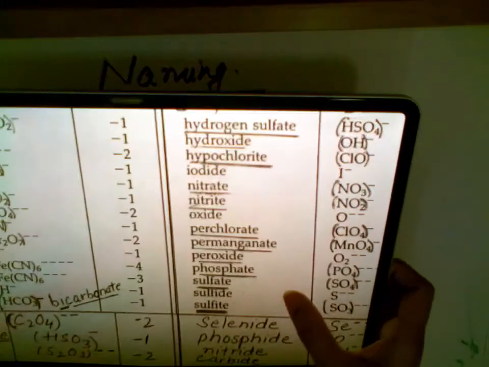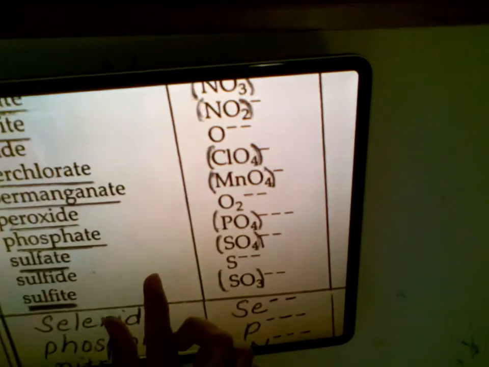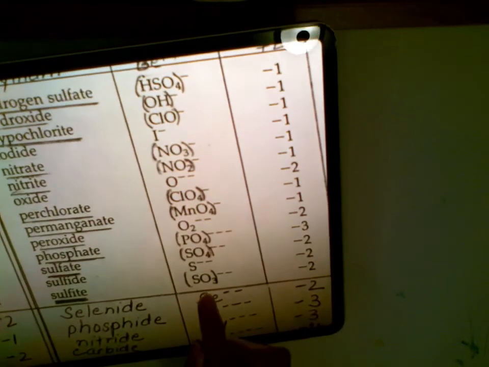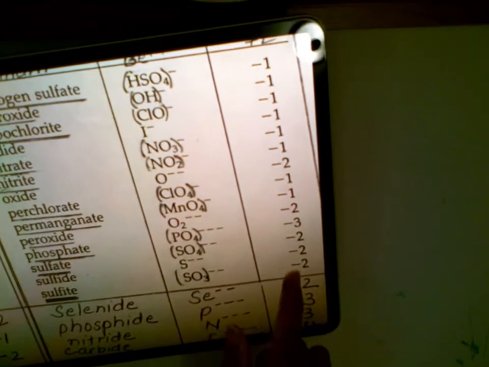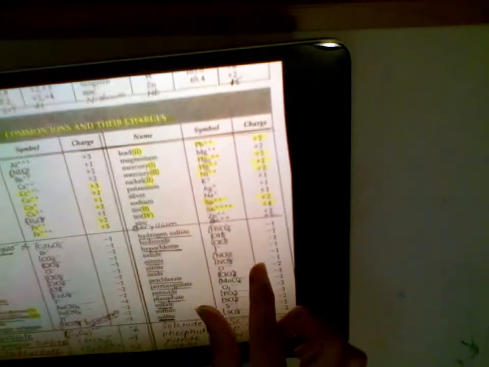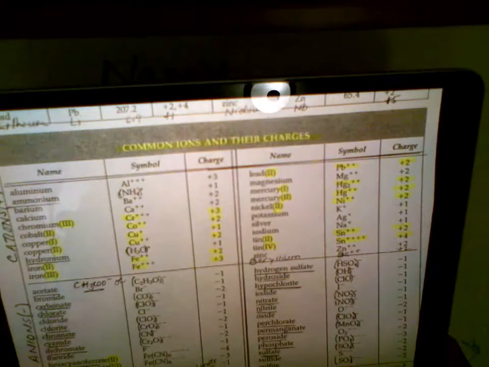So you're looking for the name here. We have to look for SO3 2 minus. Look here at the very bottom on the right side: sulfite, SO3 with a 2 negative charge. Okay guys, that is how you're going to use your valency chart. You must use the valency chart for naming and writing formulas.